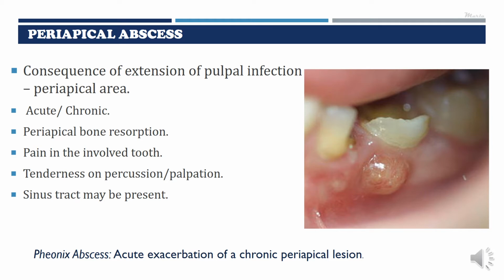A special type of abscess that is referred to as phoenix abscess is an acute exacerbation of a chronic periapical lesion. So, an abscess is called a phoenix abscess when it was a chronic periapical abscess to begin with, but due to the increase in virulence of the microorganisms, it transforms into an active inflammatory process, resulting in an acute exacerbation, and then it is called a phoenix abscess. So this is an important topic to know and requires further understanding from your side.